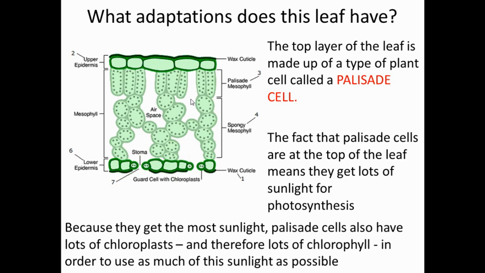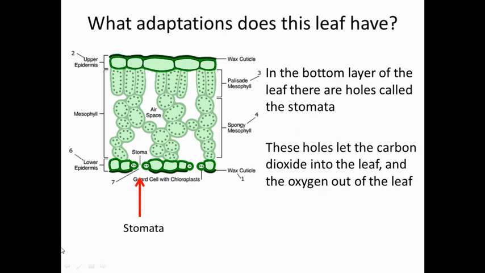That means that these palisade cells where photosynthesis is happening need to be at the top, okay, to get all of the sunlight. Again, if you look at a leaf, normally it's less green on the underside than it is on the top. That's because the palisade cells have more chloroplasts, okay, and they've got more of this green color, okay. Because they get the most sunlight, palisade cells also have lots of chloroplasts, which is again an adaptation, in order to use as much of the sunlight as possible. So the chloroplast, remember, is where photosynthesis happens.